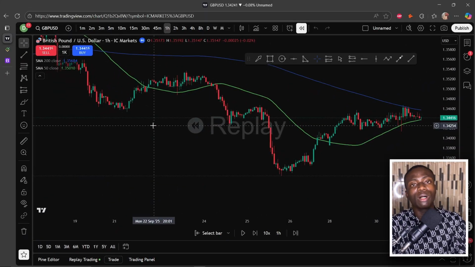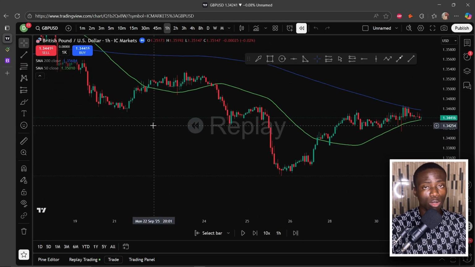And this particular strategy is a fully price action strategy, which means that every single thing is price action, nothing complicated. Everything is simple and straightforward. Now that I'm on my chart, here's exactly what we are going to do.